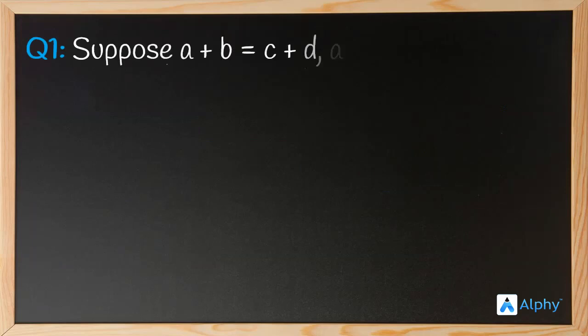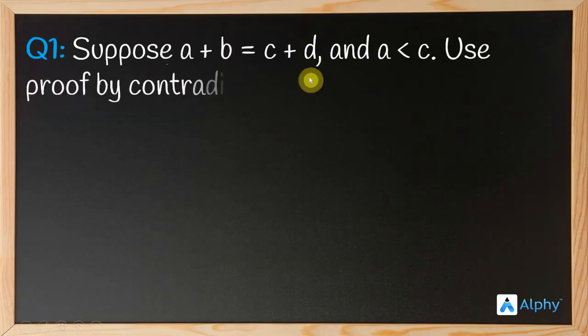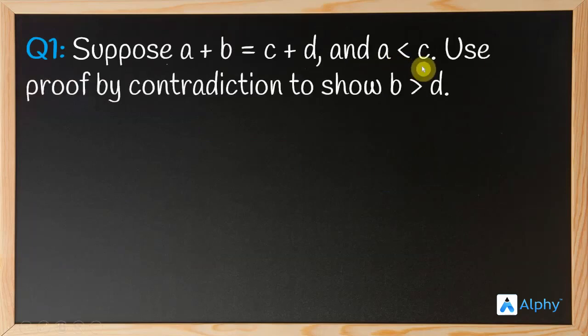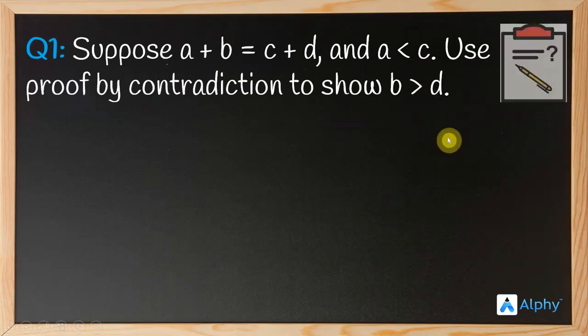Question number 1. Suppose A plus B is equal to C plus D and A is less than C. Use proof by contradiction to show that B is greater than D. So we have to use proof by contradiction to show that B is greater than D. And let's take a look at the solution and see how we are going to do this.